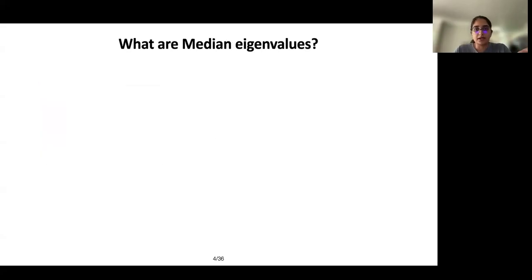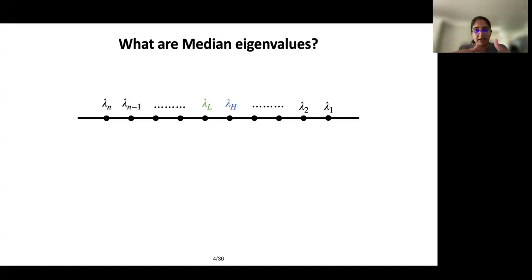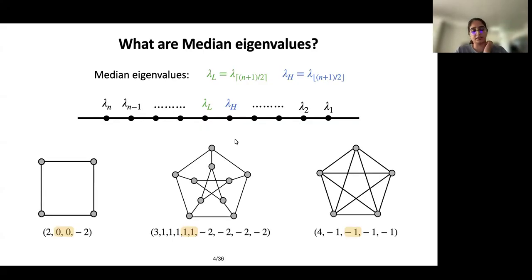So why do I care about median eigenvalues, or what are median eigenvalues in the first place? If I arrange the eigenvalues of my graph from smallest to largest on a number line, the eigenvalues sitting in the middle are what I'm going to call the median eigenvalues. Whenever you have an odd number of vertices, there is exactly 1 median eigenvalue, and in graphs with an even number of vertices, you're going to have 2 of them. Here are some examples.